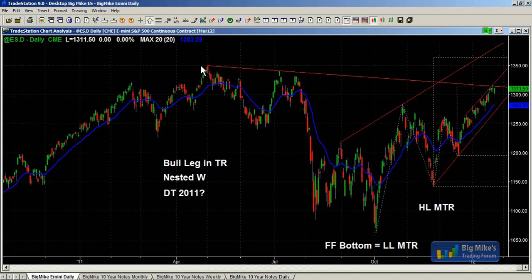It looks like we're going to come up to the 1350 area, and traders will start to wonder about the possibility of a double top. Right now, bull leg within a larger trading range, we're getting near the top of the bull leg. So, I'm going to start looking for opportunities to short. We're channeling up, and channels can go very, very far.